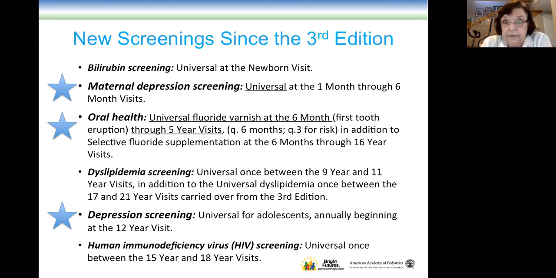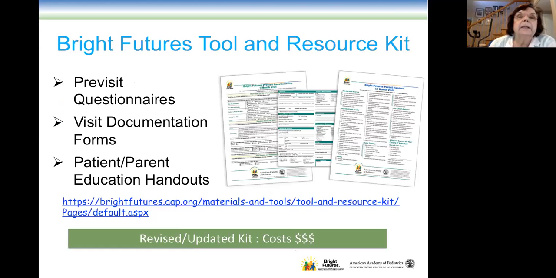Oral health has been part of the recommendations since 2014, with universal fluoride varnish from the 6-month visit through 5 years, every 6 months, and assessing children for risk and trying to get them into a dental home. Then depression screening for adolescents. At one point it was not recommended because of limited services, and now it is recommended.